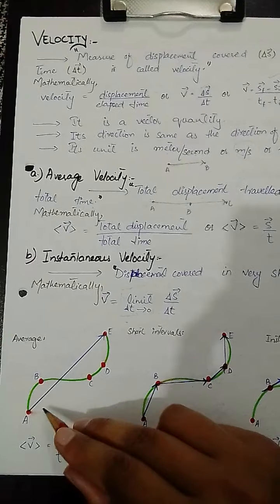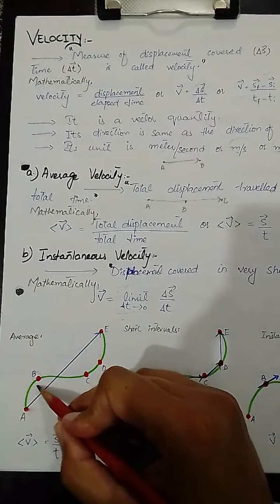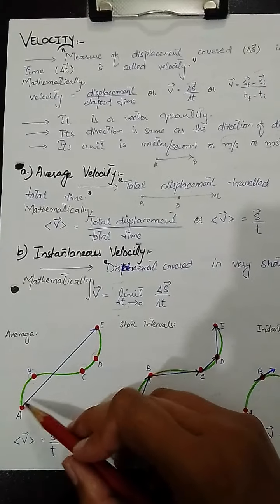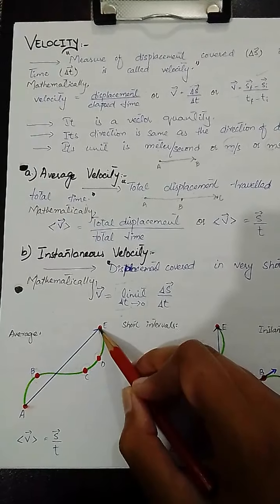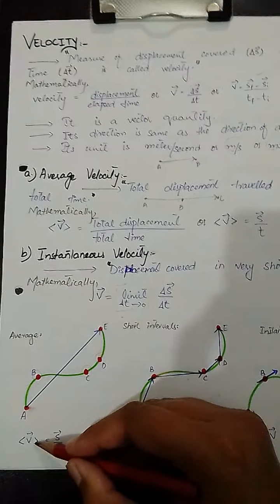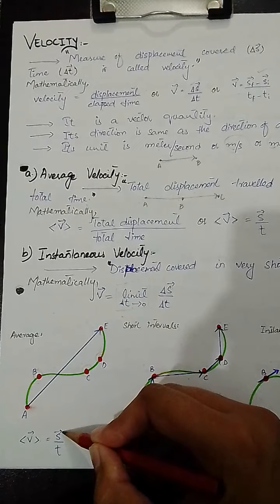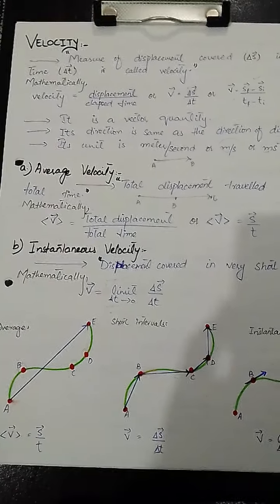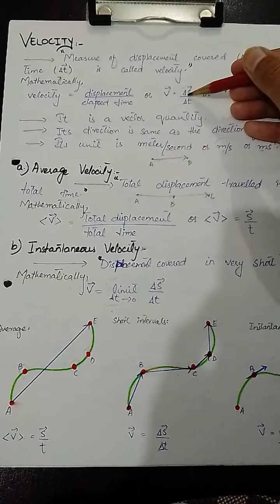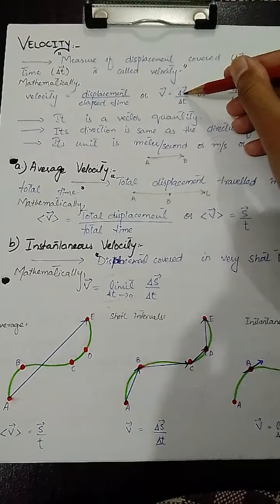Okay, this velocity has no data about this B, this C, and this D, right? So it just has the information about the whole journey. And it's represented as V average equals total displacement divided by total time. But for short intervals, और ये formula हमने कहाँ से लिया? The first formula. This is the first formula that we read.